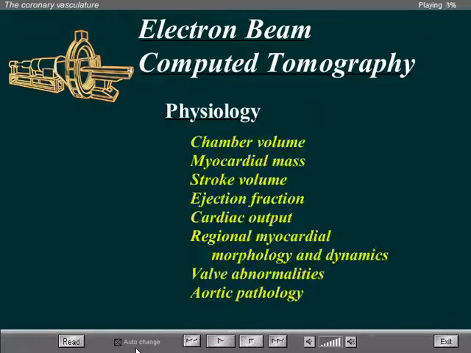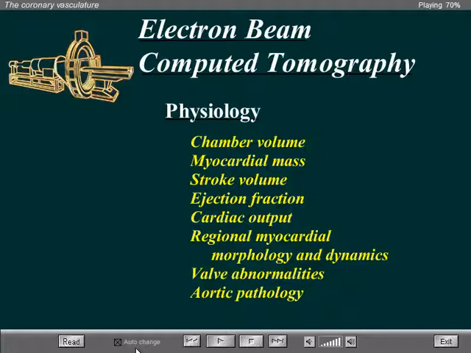This second application of ultrafast computed tomography is the functional study of the heart. We use the R wave of the electrocardiogram to trigger the imaging sequence. We can diagnose cardiac abnormalities that are characterized by changes in the chamber volume and myocardial mass. We can estimate ejection fraction, stroke volume, and cardiac output, and determine regional myocardial morphology and dynamics.